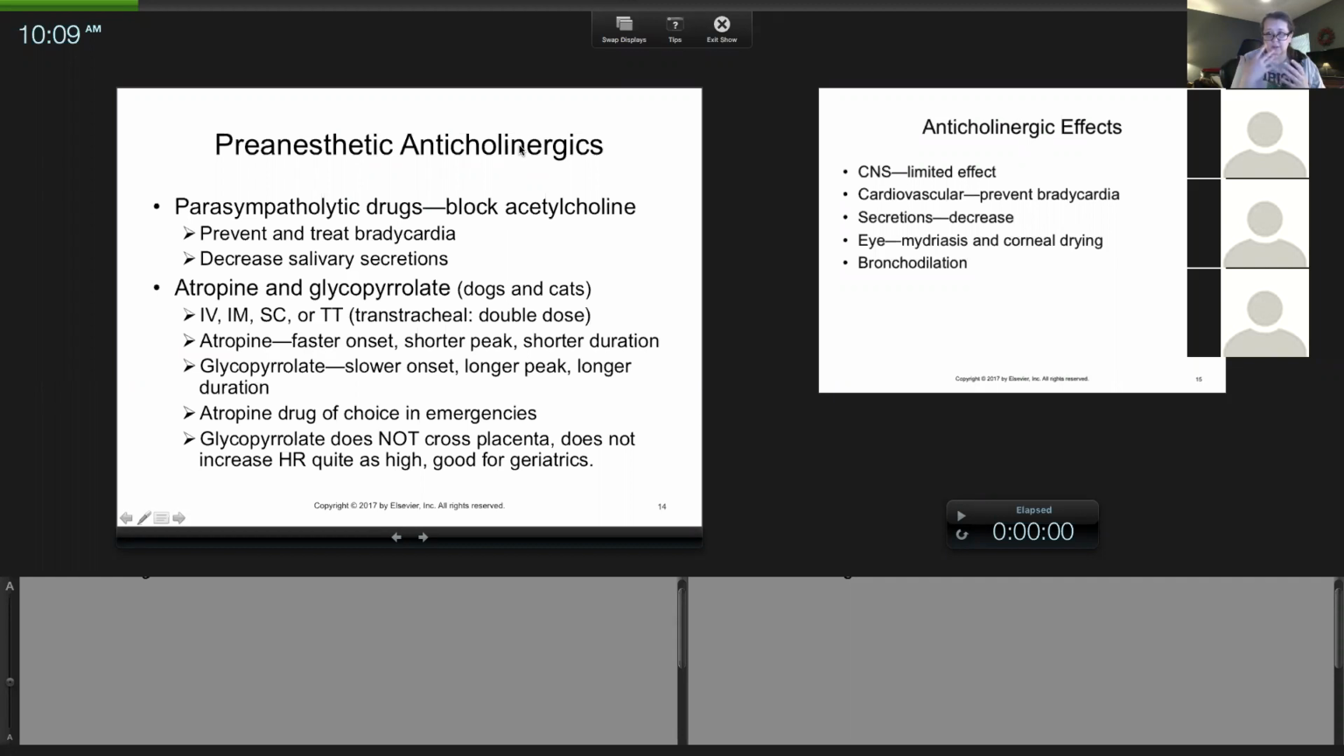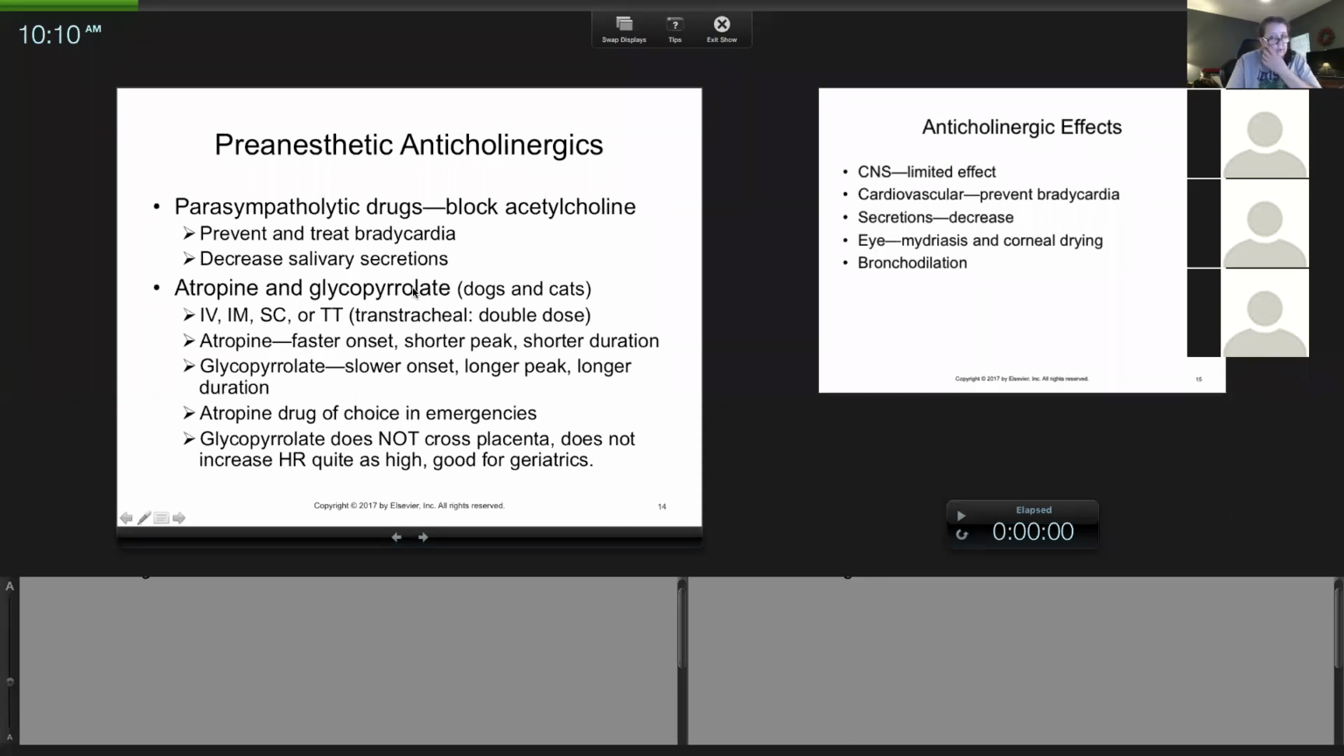I'll give you an example. Cows have a lot of excess salivary secretions because of their digestive system, so a lot of times we will pre-med a cow. Sometimes if I have a cat that's salivating excessively, we will pre-med that cat. But I know if I'm using it for saliva reasons, it's also going to affect my heart rate. The two drugs that you need to know are atropine and glycopyrrolate. Those are the two anticholinergics that we use.